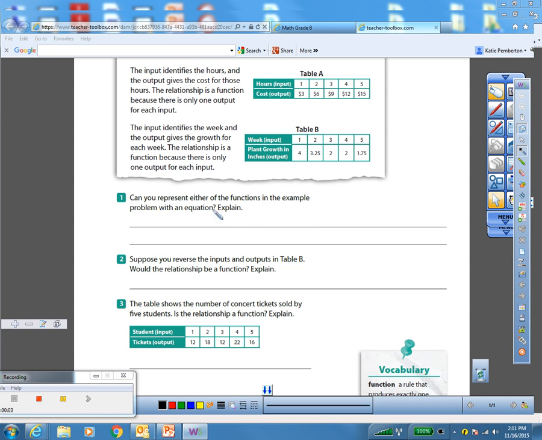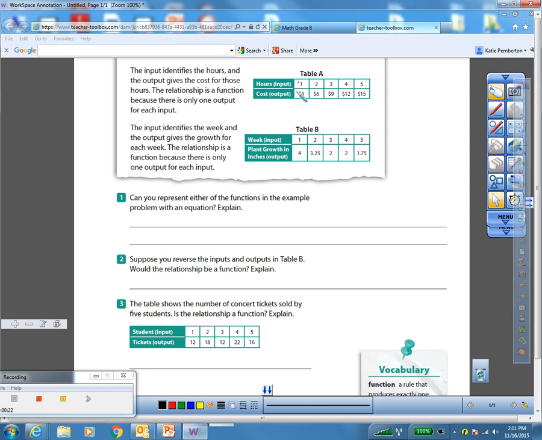So the first question, can you represent either of the functions above in table A or B with an equation? As you read through these examples and you're looking from input to output, you're looking for a rule that would work each time. On table A, you're multiplying by 3 each time. So you would write yes, table A, because you can represent it with y, or your output, is 3 times your input, or x. Remember, input is x, output is y.